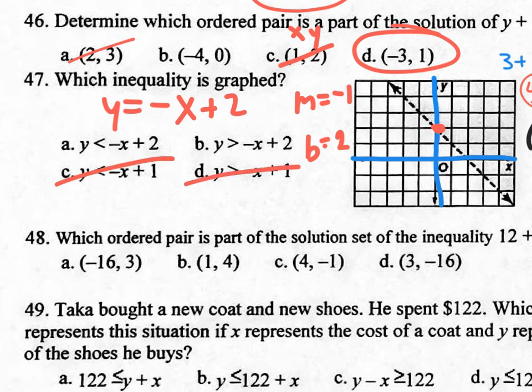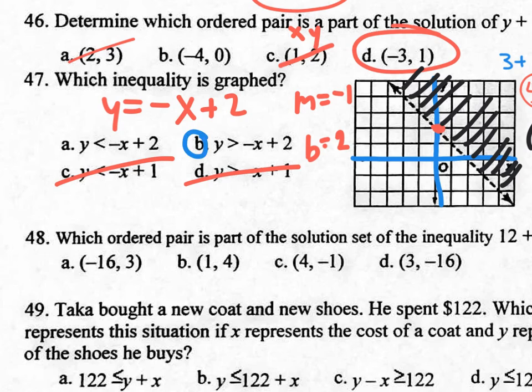Now, there's a problem with this. There should be some type of shading, and it should be shaded up here. I don't know if you could really see that shaded or not, but it should be shaded up there. And if it's shaded above, then you would say greater than. So your final answer would be B.